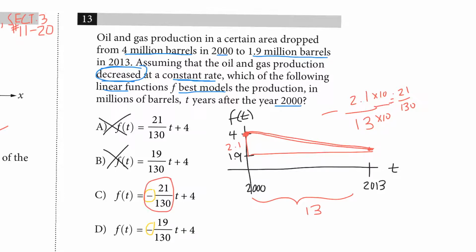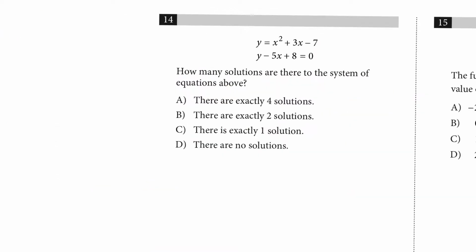They all have a y-intercept at 4. So the correct answer was C. The correct slope was negative 21 over 130. That's for problem number 13. Okay, moving on to problem number 14.